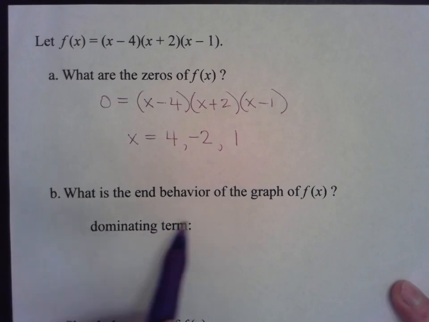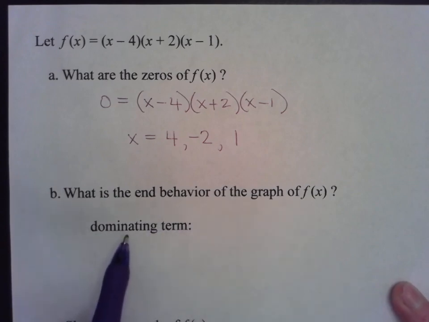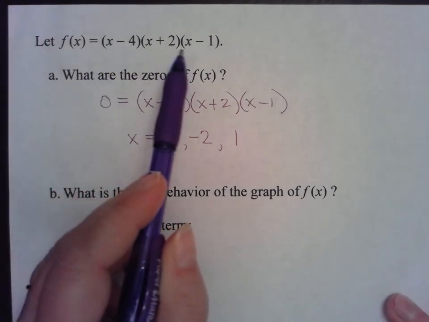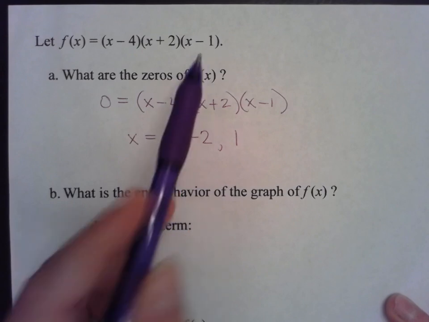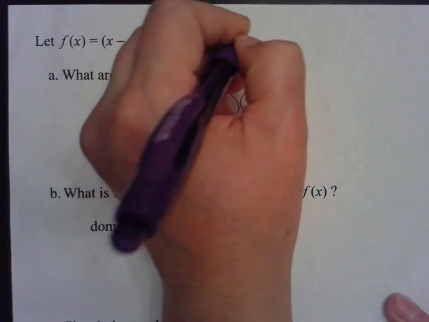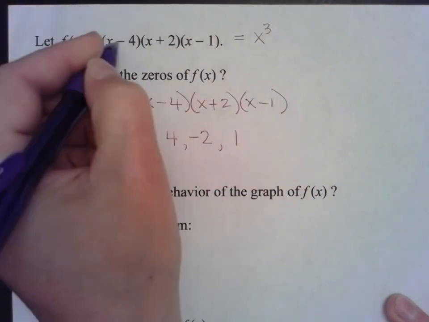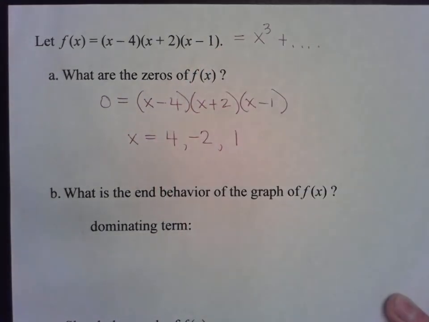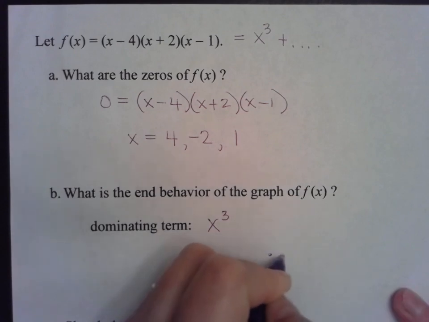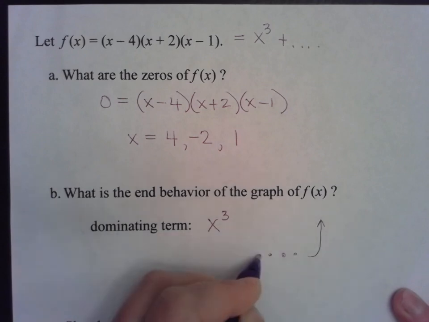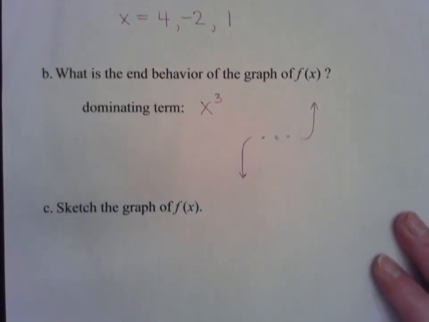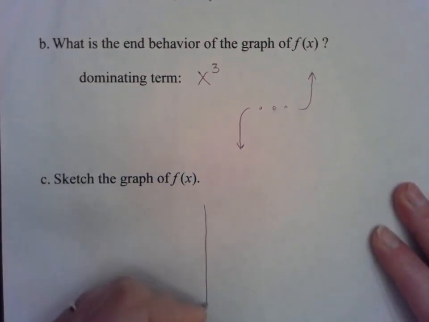What is the end behavior of this graph? The dominating term would be the term of highest degree if we multiplied this all out. So I don't want to do all of the multiplying, but let's just pretend we multiplied this all out. X times x times x would have x cubed in the front plus a bunch of other stuff, right? That's our dominating term. So that means that the right-hand side is going to go up and the left-hand side is going to go down.